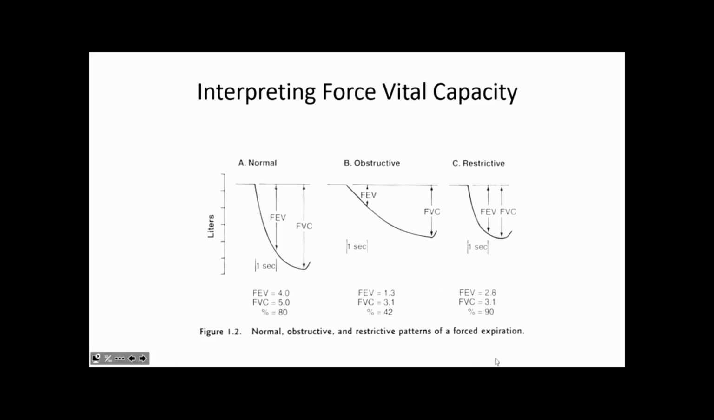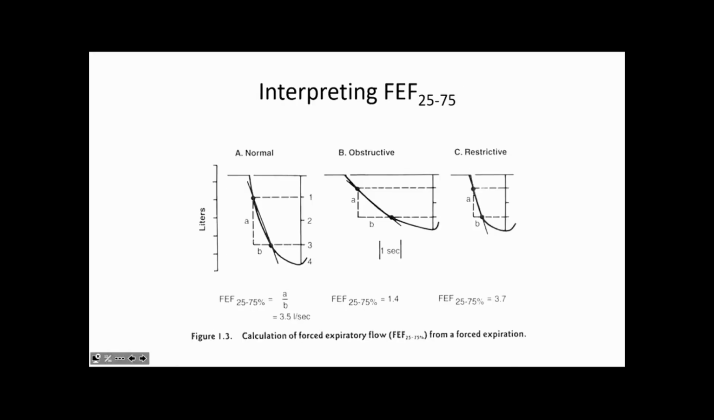On the other hand, if we look at restrictive disease patients, their FEV1 to forced vital capacity ratio will either be normal or slightly above normal. So they'll tend to have 80% or maybe a little bit more than 80%.